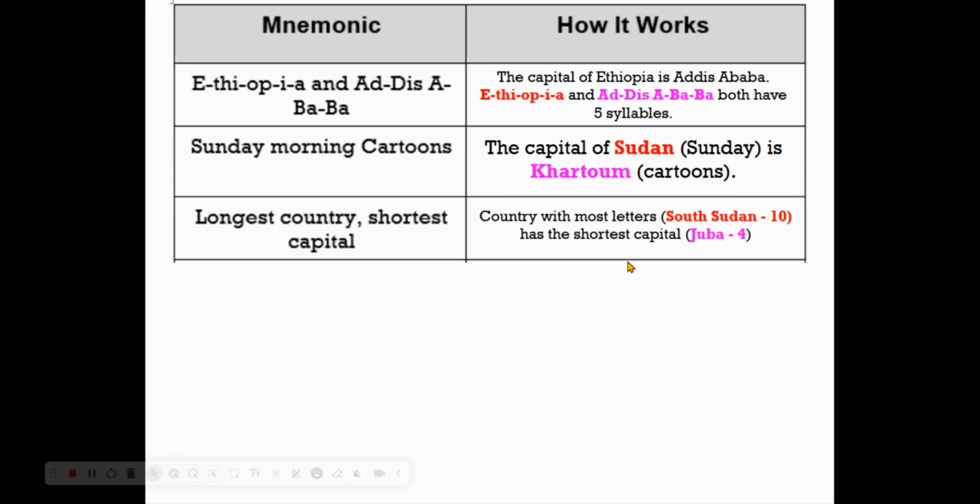The third mnemonic device that I have for you is playing around with the idea of opposites. The longest lettered country is South Sudan. It has 10 letters in it. It will actually be matched up in the word bank with the shortest lettered, or the fewest lettered capital city. So the country that is the longest when you write it out is going to be paired up with the capital city that is the shortest. Juba is the capital city for South Sudan. So South Sudan has 10 letters in it. The capital city, Juba, only has 4. Take the longest lettered country and match it up with the shortest lettered capital city, Juba.